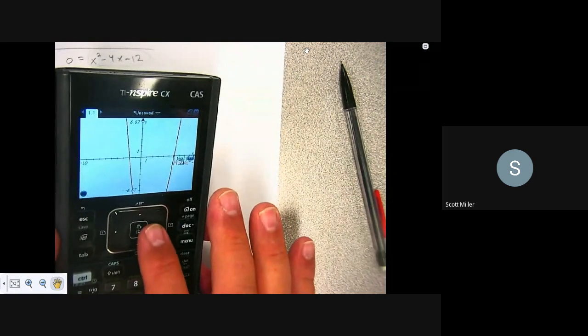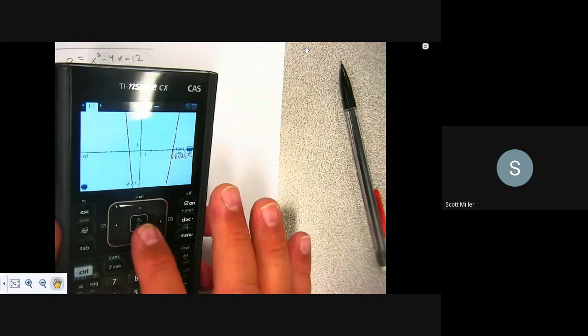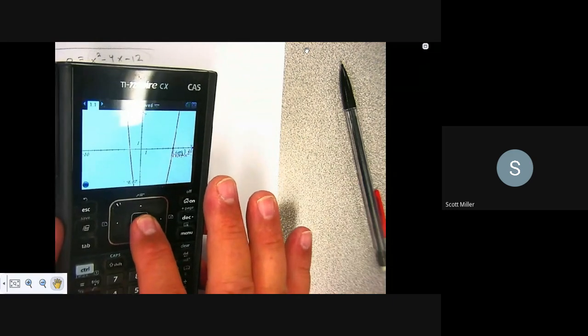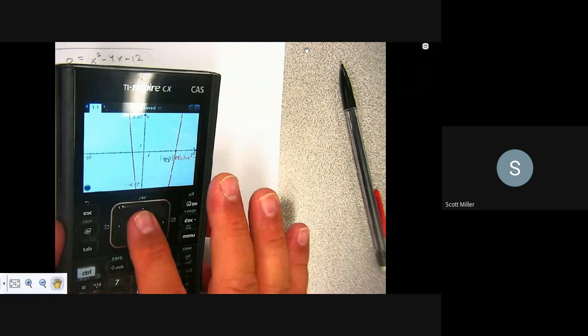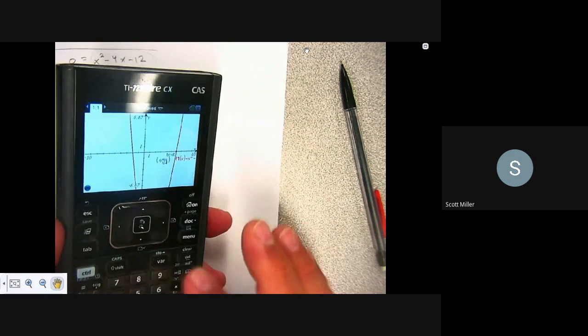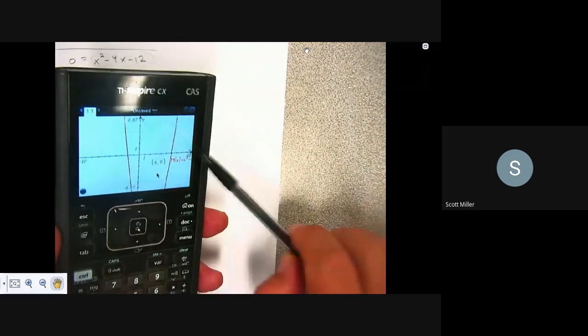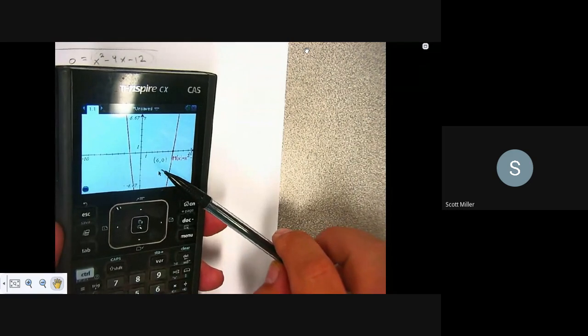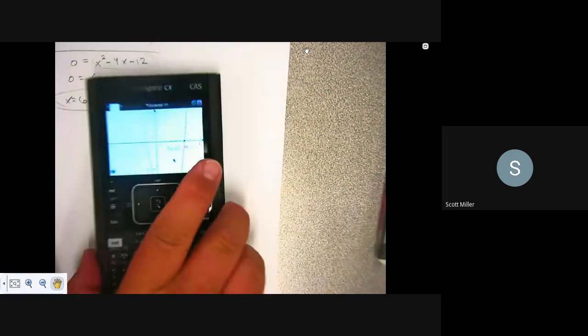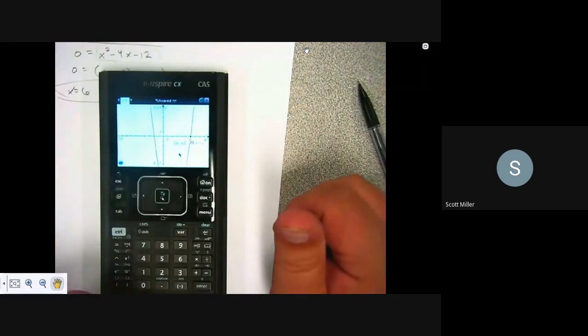The hand pops up like that. You can hold down the center, it grabs it, and you can move it off to the side if you can't read it. Then hit the middle again, and it'll let go. So where is that x-intercept? At 6, 0. So that is your zero right there, confirmed on the calculator. This is how you find zeros on the calculator.